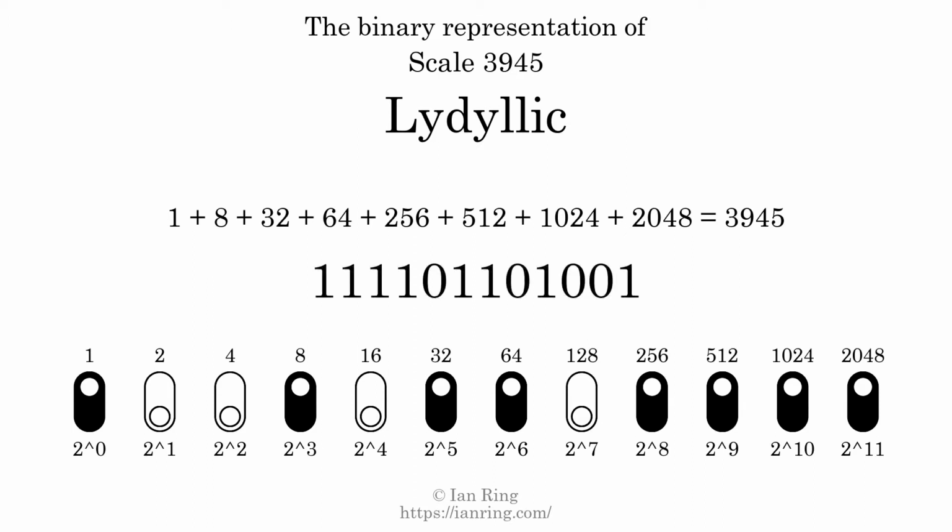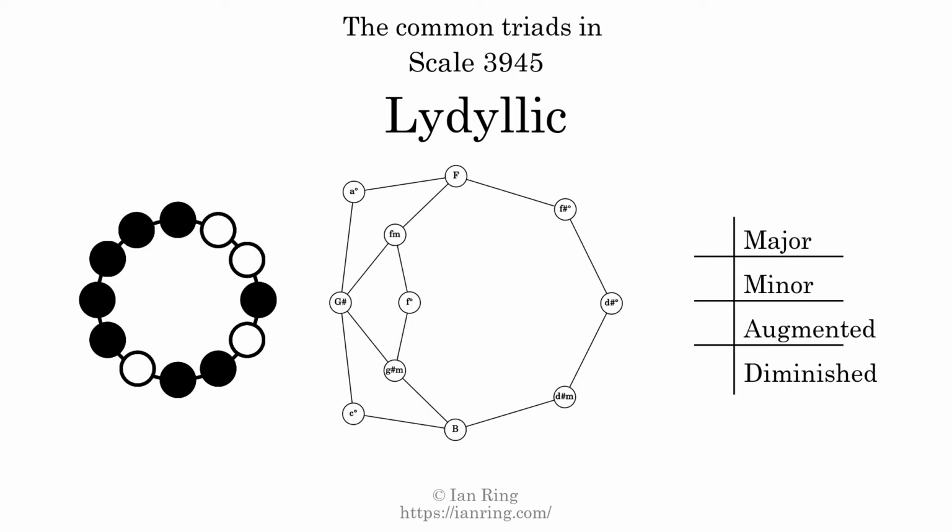content of the scale. Represented as a binary number in base 2, the scale number is 111011011001. Here are the common triads present in this scale. The diagram in the center is a graph of parsimonious voice leading between triads. There are 3 major triads. There are 3 minor triads. There are no augmented triads. There are 5 diminished triads. Here is a Hamiltonian path of parsimonious voice leading that uses all the triads.